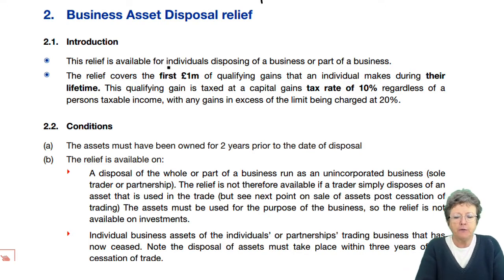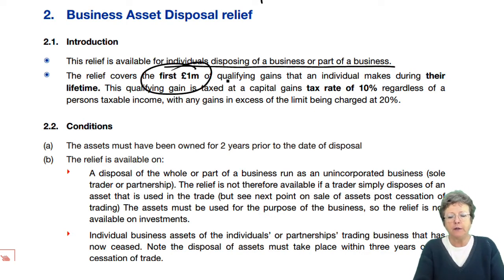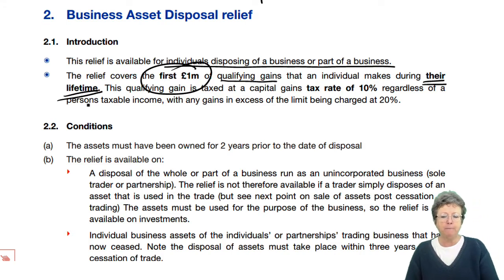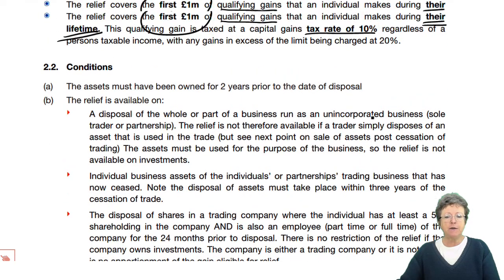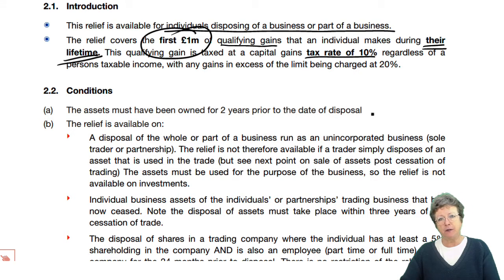It's available to individuals who are disposing of a business or part of a business. The first £1 million of any qualifying gain that you make, and that's a lifetime limit. You only get £1 million in a lifetime. You will pay tax at 10%, regardless of your income. So you could be an additional rate taxpayer paying income tax at 45%, but if that's the case, you would still only pay 10% on your chargeable gains. Now, obviously, that is a massive saving for a lot of people.